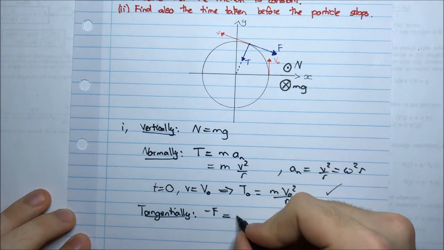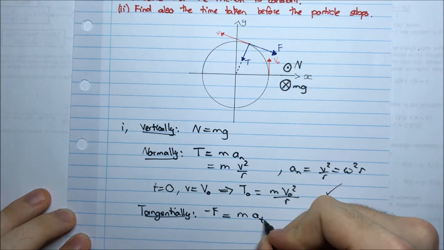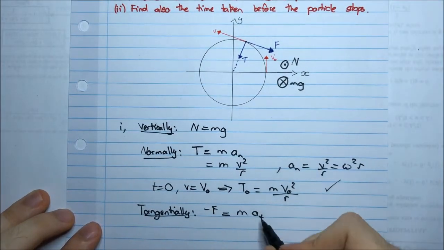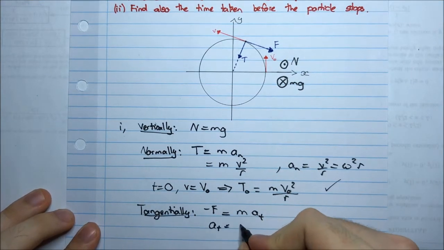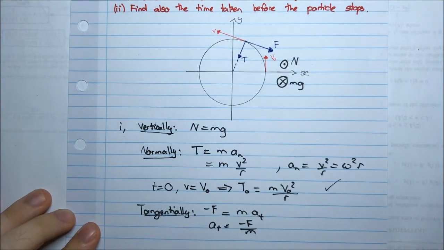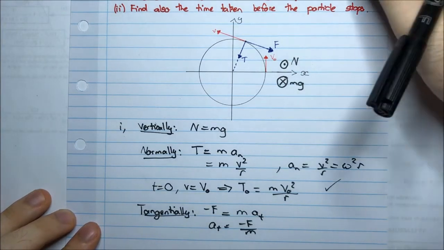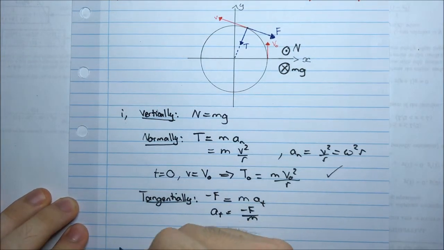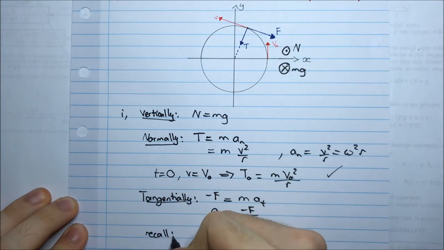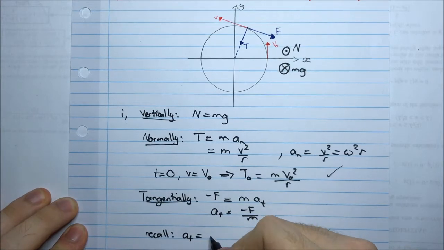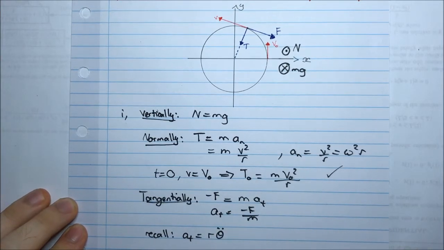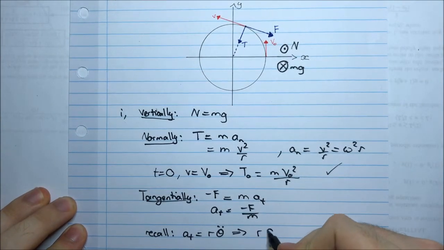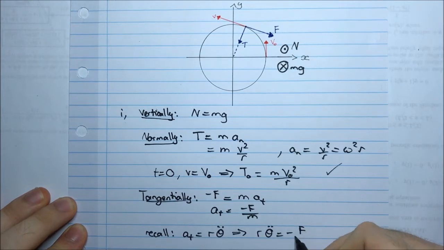And that has to be equal to mass times acceleration in the tangential direction. So let's get an expression now for a sub t. So a sub t is minus F on M. Okay, good. Now, recall what our expression for the tangential acceleration was. Just recalling that the tangential acceleration is equal to r theta double dot, and we've seen that in the derivation video. So that means that I can write this as r theta double dot equal to minus F on M.